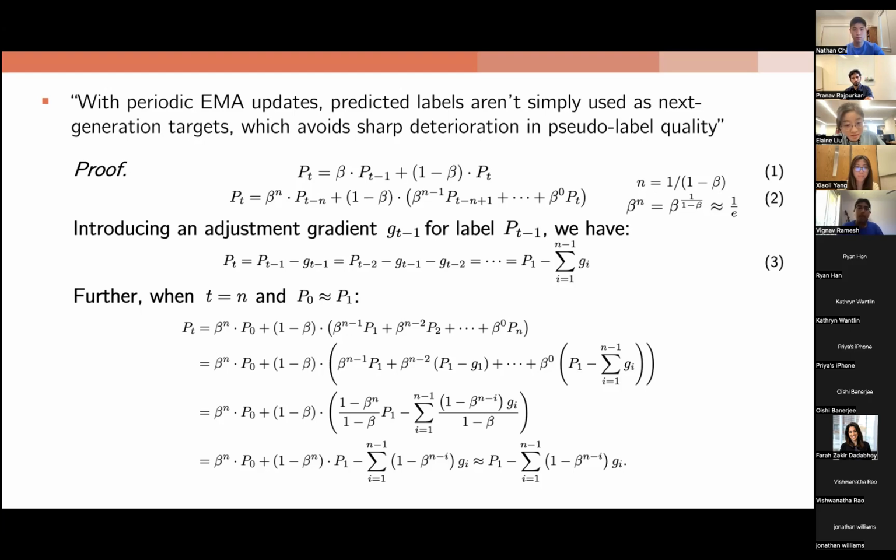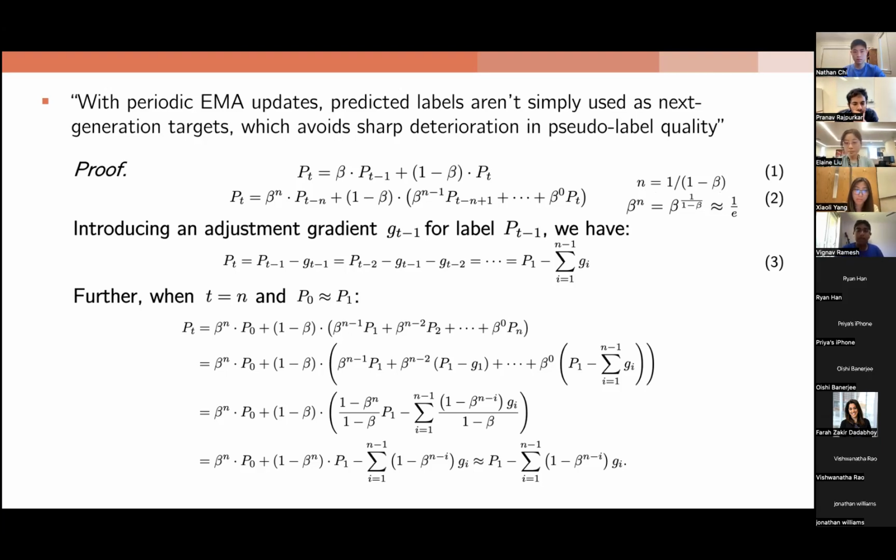And then if we introduce an adjustment gradient g of t minus 1 for the predicted label P of t minus 1, we get equation 3. Finally, at our final time step t equals n, given the assumption that the first two pseudo-labels, the labels at time steps 0 and 1, are approximately equal, we get the final equation, which can be algebraically manipulated to yield this equation for P of t.